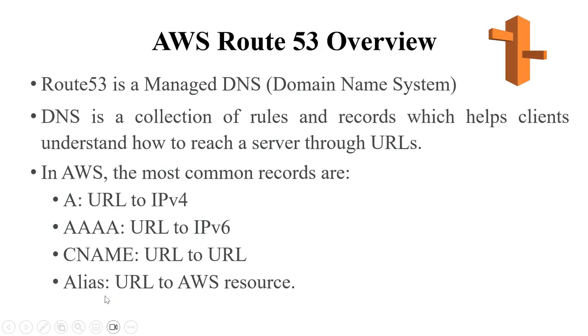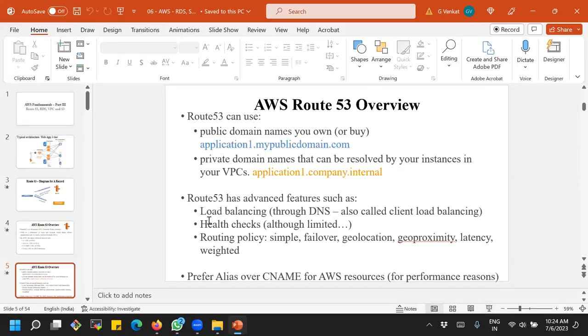Then we use these types of records. But how to use them? Yes, we'll come back to how to create them. But before talking about Route 53, these are all the important record sets which we need to understand. So let's go ahead and look at where we have Route 53 and how it is provided. Let's look into that option.